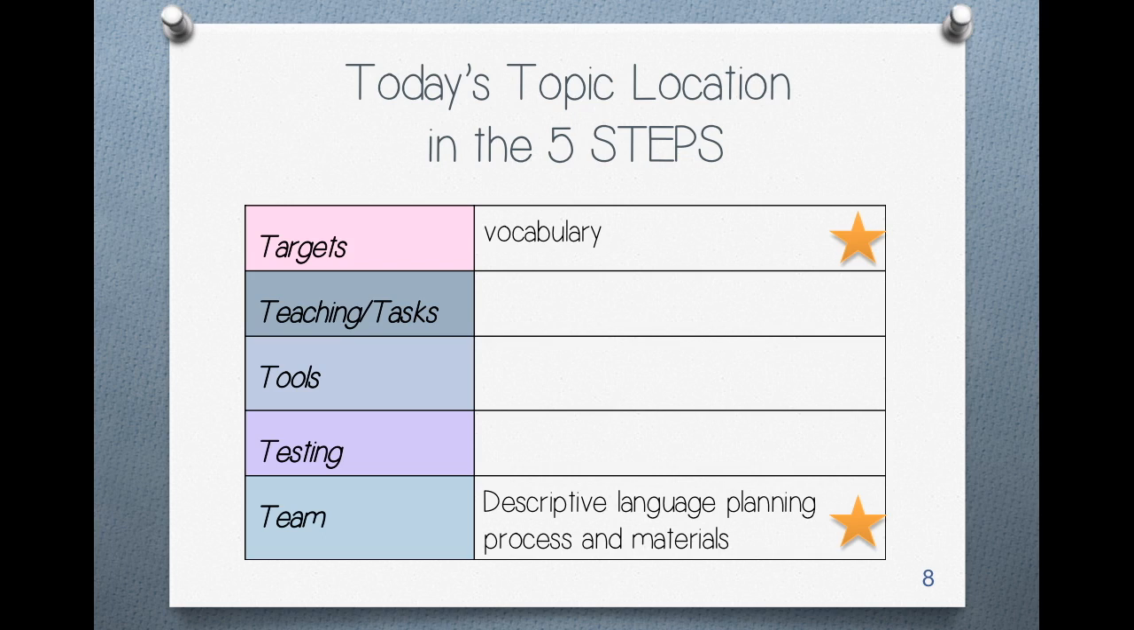Here we can see our topics placed in our common planning tool of the 5 steps. We can see that when we're talking about vocabulary, we're really talking about the focus of learning for our students, and so that's a target. And when we look at a process for planning, we're looking at a team resource. So the descriptive language tools that are part of the webinar, that's going to be a team strategy, because it's a planning process that generates the words for instructions, but it's not directly implemented with the person that we're working with.